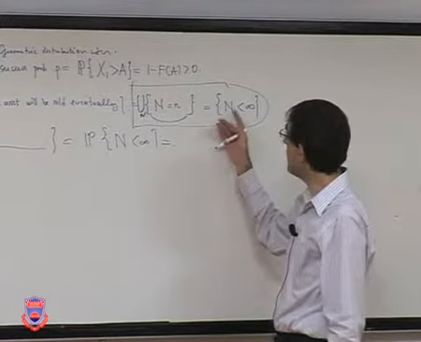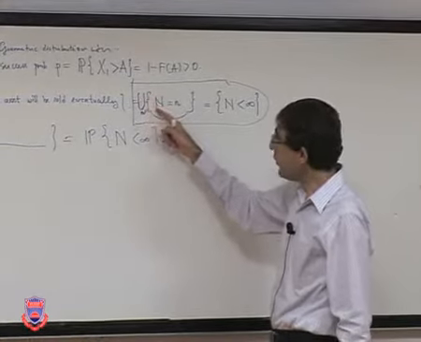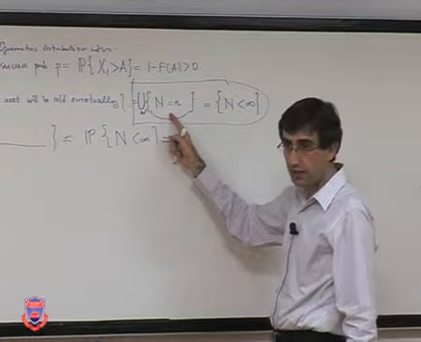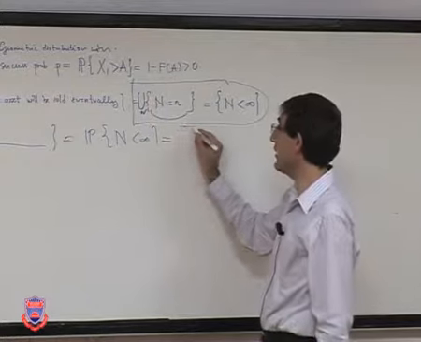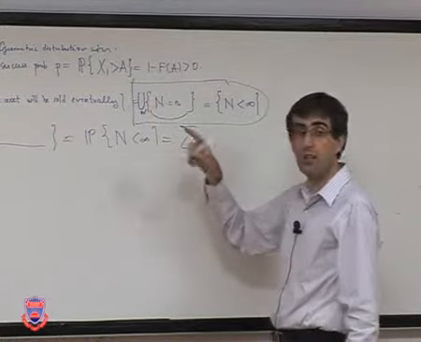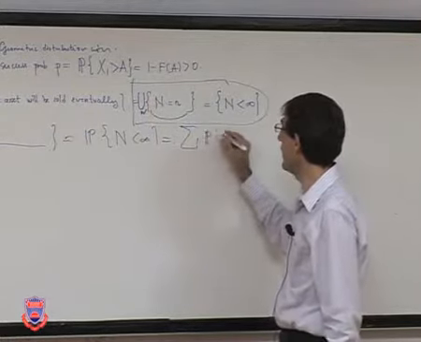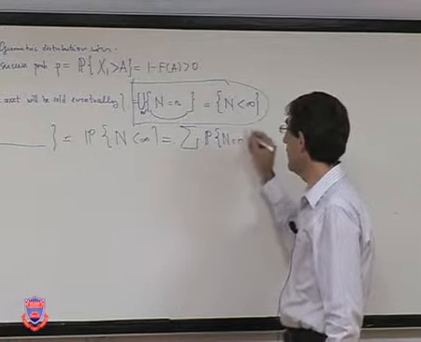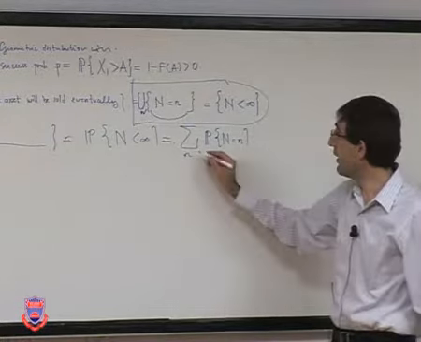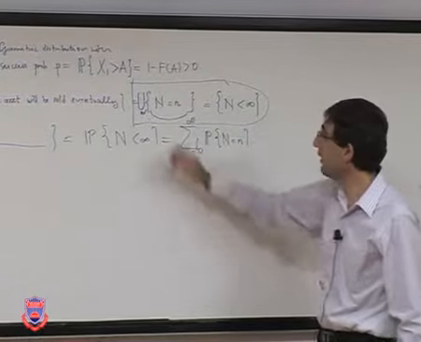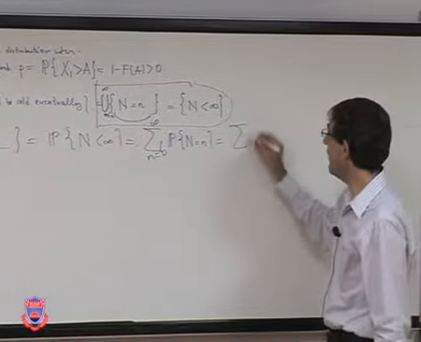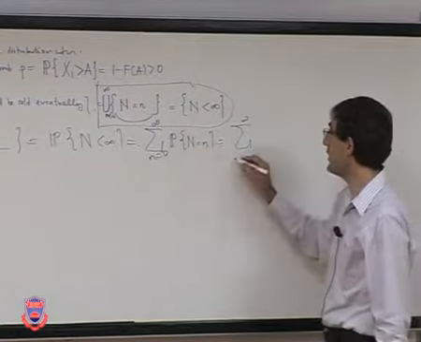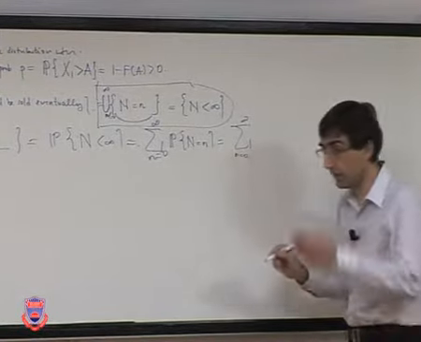So the probability of this event is the probability of the union of disjoint sets, and the probability of a union of pairwise disjoint sets is the sum of the probabilities of those sets, right? We always have that, from 0 to infinity, right? And then, what do you have? 0 to infinity, because n is a non-negative random variable, so I don't care about the negative values.